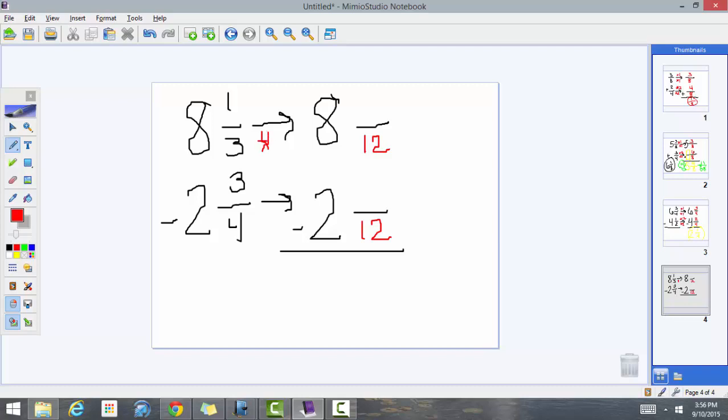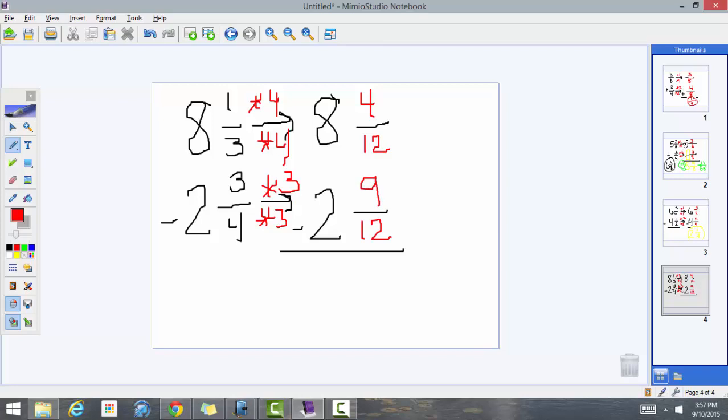So let's start with the top one. 3 times what is 12? Exactly, it's 4. So what you do to the bottom, you do to the top. 1 times 4 is 4. For the bottom fraction, 4 became a 12, so we multiplied it by 3. What you do to the bottom, you do to the top. 3 times 3 is 9. So now we've got our problem set up vertically.